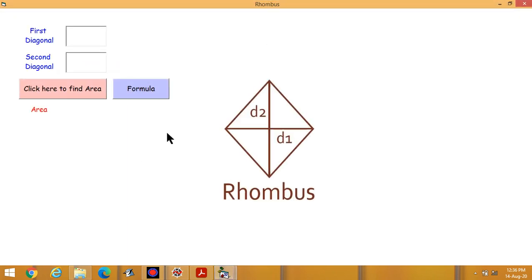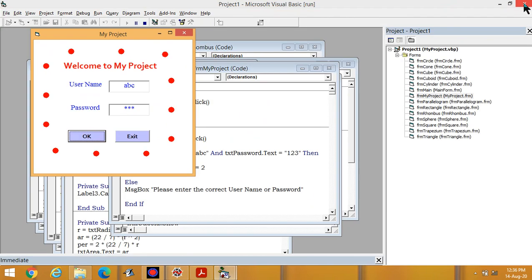The next one is rhombus. Two diagonals are there. The shape is similar to the shape of a kite. First diagonal 23 and second is 16. Click to find the area. This one is 184. Now what about the formula? Formula is simple. You have to multiply both the diagonals, then divide by 2. D1 multiply D2 divided by 2. Then you can calculate the area. These are some of the formulae you can apply in your programming.